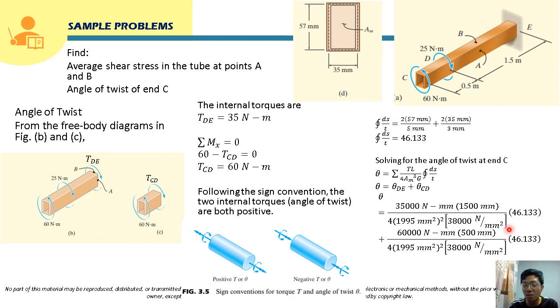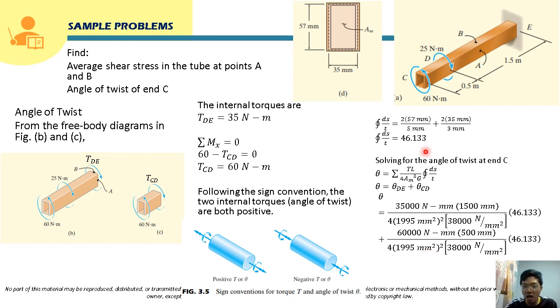If it's not given in the problem, the material is given, so we can look for the shear modulus for that material in the table of mechanical properties of some materials. In this case, this is in SI unit, or metric system. So you can look for that shear modulus in that table. Times the line integral ds over t, which we already computed, that is 46.133. That is just for DE.